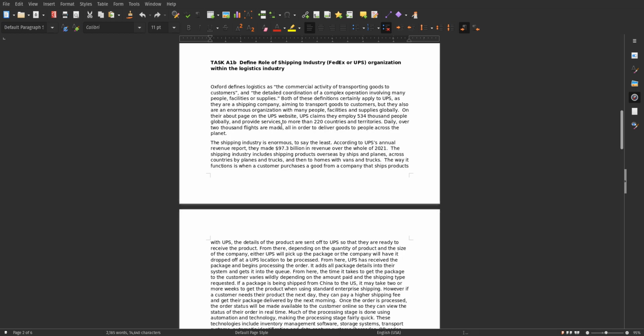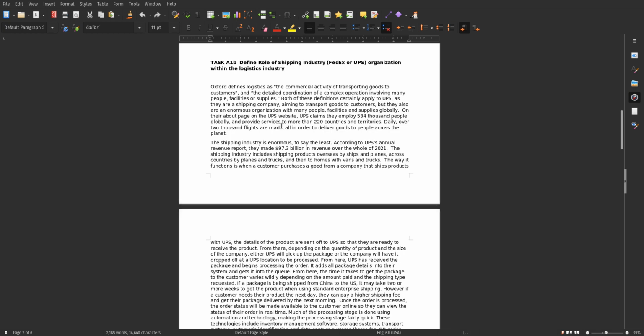Now, Oxford defines logistics as the commercial activity of transporting goods to the customers and the detailed coordination of a complex organization involving many people, facilities, or supplies. Both of these definitions certainly apply to UPS, as they are a huge shipping company aiming to transport goods to customers, but they also are an enormous organization with many people, facilities, and supplies globally.